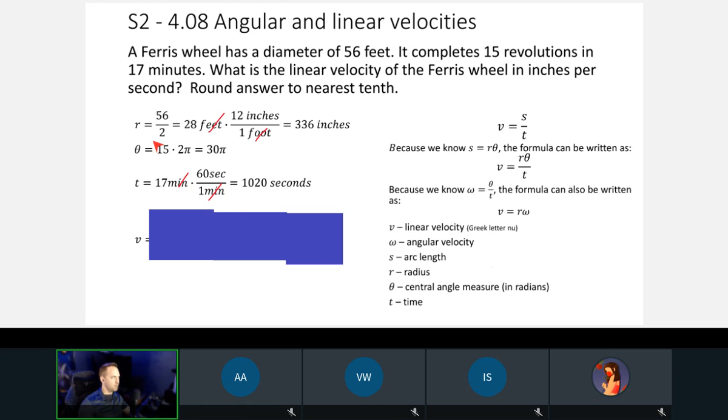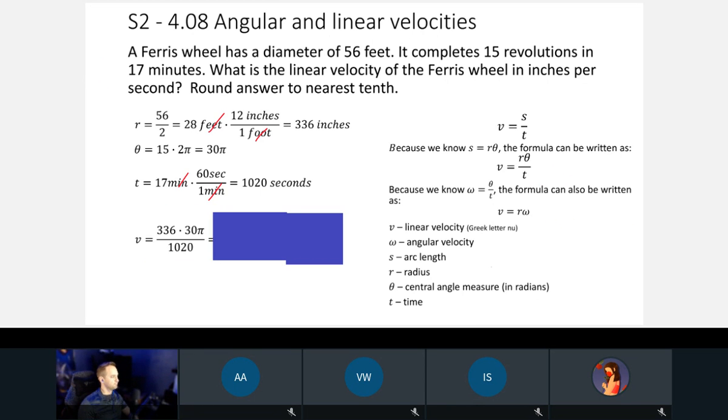All right, so now that I have the radius, I have the angle, I have the time, we're going to use one of these equations. Which one are we going to use? The first one, the second one, or the third one? It was right, the second one. R theta divided by t. Everyone plug this stuff in and solve for v.